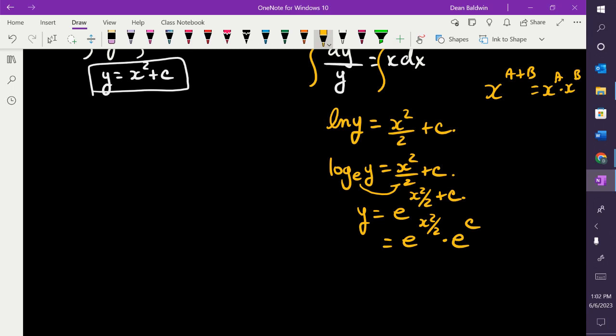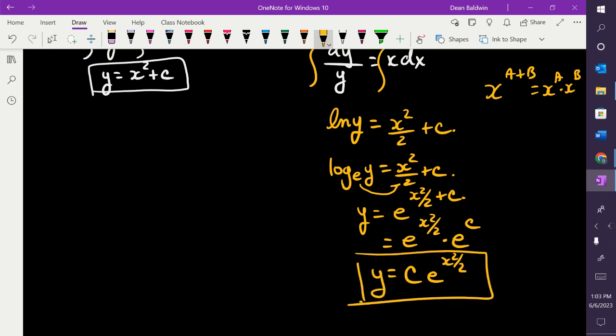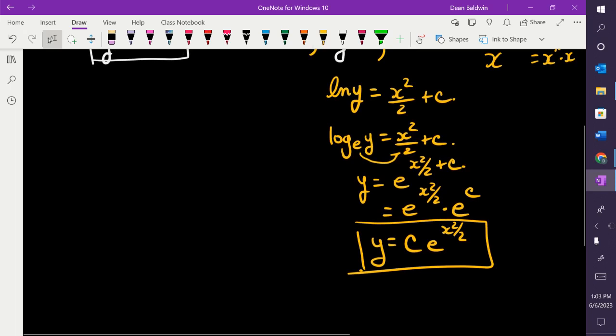Okay? All right. What's e to the power of c? It's just c. It's a constant, right? Because e is a number, 2.718 blah. c is some constant. So anything to the power of a constant is a constant. So I'm going to rewrite it as c e to the x squared over 2. Okay? This is called the general solution.